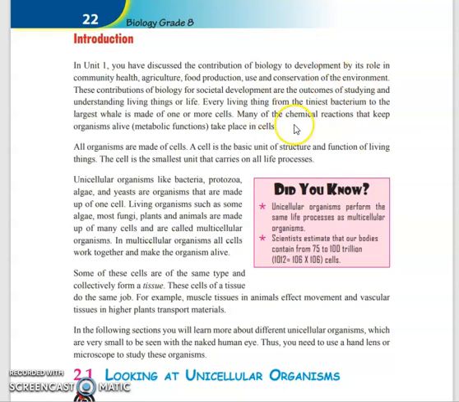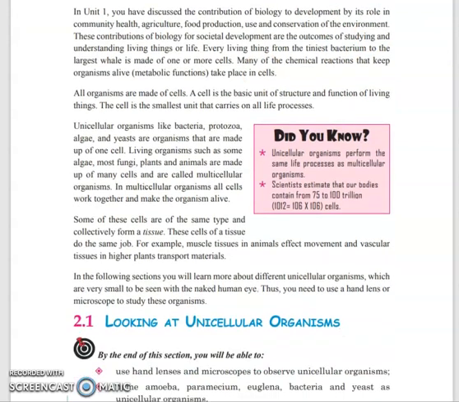Every living thing, from the tiniest bacterium to the largest whale, is made up of one or more cells. So every living thing is made up of cells, whether it's one or many. Many of the chemical reactions that keep organisms alive, the metabolic functions, take place in the cells. So this is what we are going to see about the cells. All organisms are made up of cells, as a cell is the basic unit of structure and function of living things.